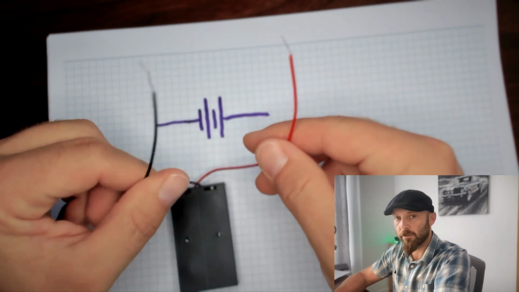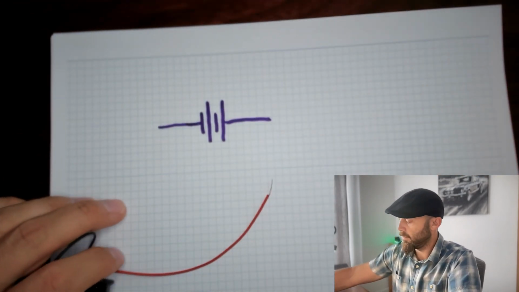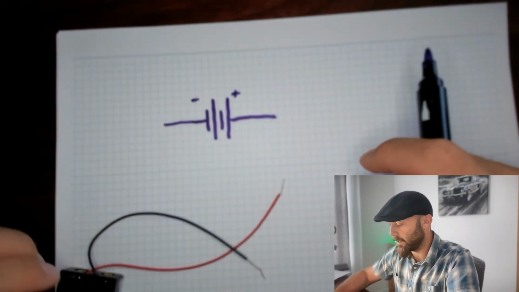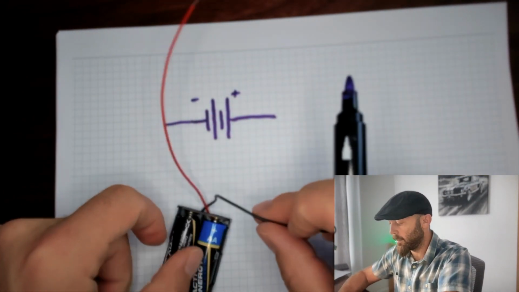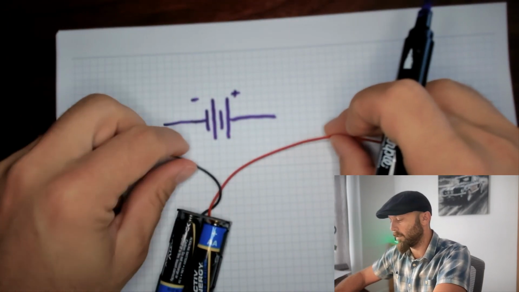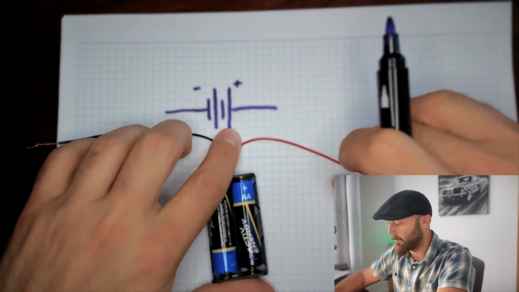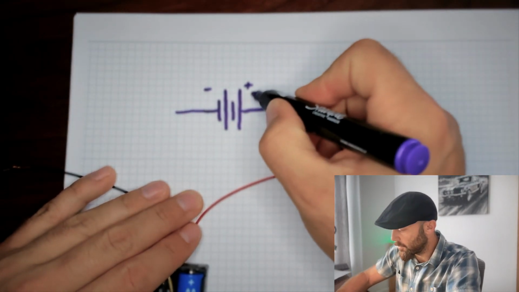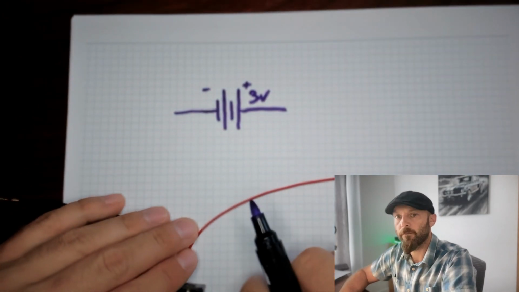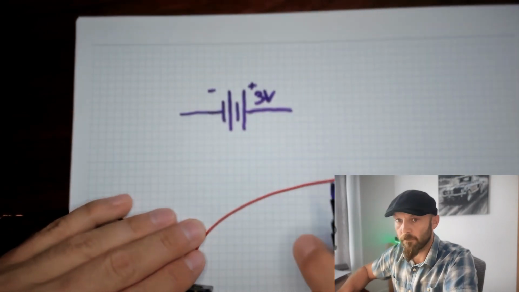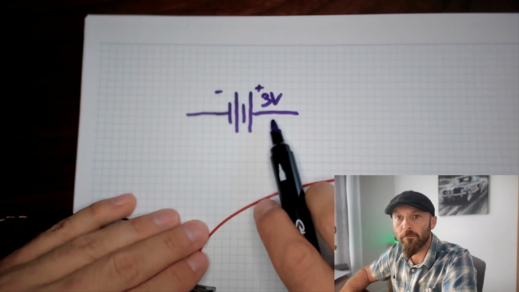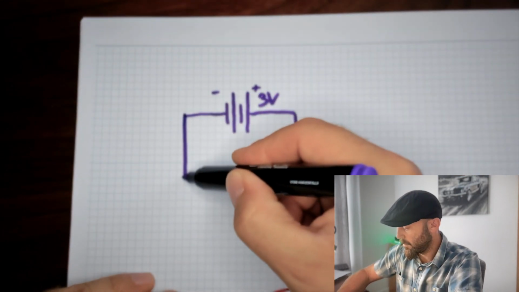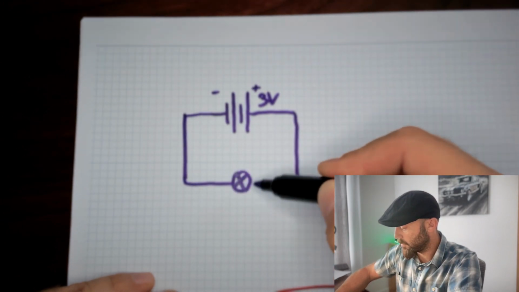Now this right here could be represented as that. Of course, we could put a plus sign here, minus sign there. This is what we're looking at. Plus, in this case, is the red. Minus is the black. And it would be 2 times 1.5, which equals 3 volts. There we have it. And then this would be your circuit.